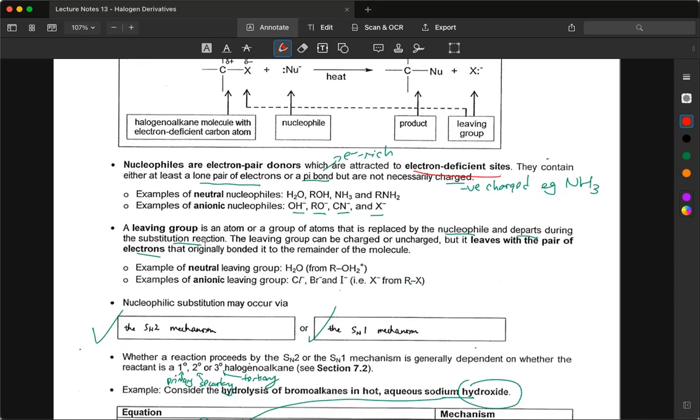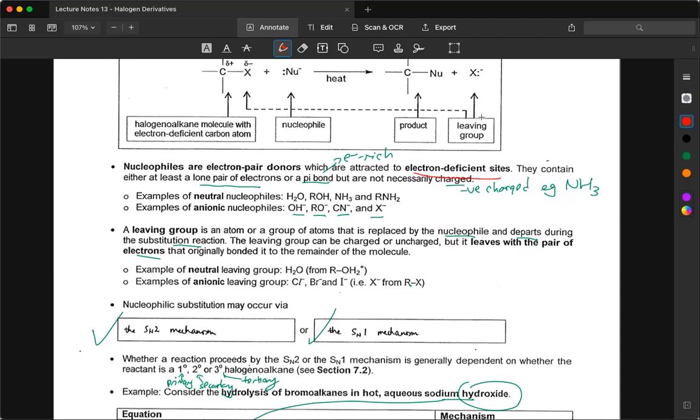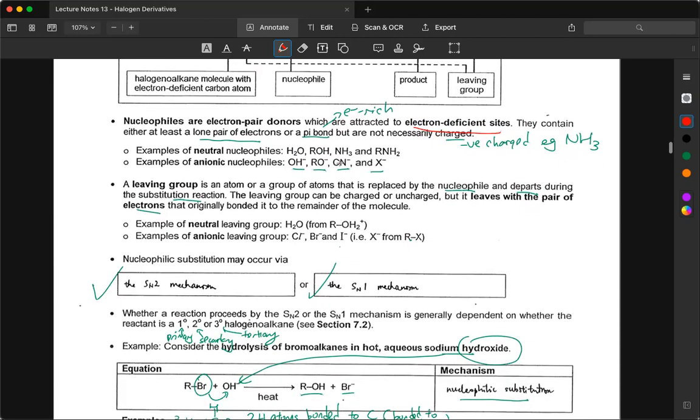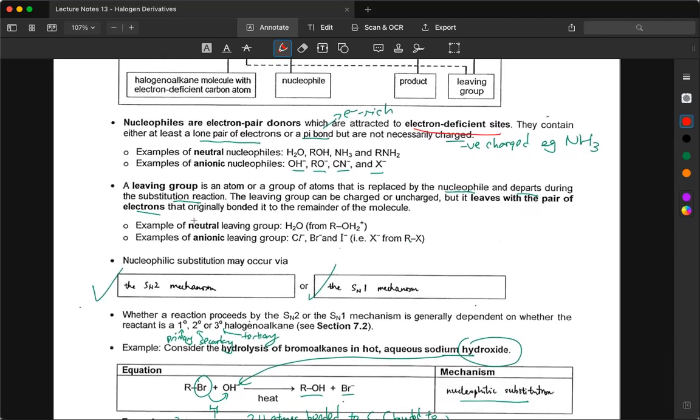A leaving group is an atom or a group of atoms that is replaced by the nucleophile and departs during the substitution reaction. The leaving group can be charged or uncharged, but when it leaves, it takes the pair of electrons that was originally bonded to the remainder of the molecule, like here. So it brings both electrons away from the original covalent bond it is in, not just one. Examples of a neutral leaving group include water, or an anionic leaving group like the halide.